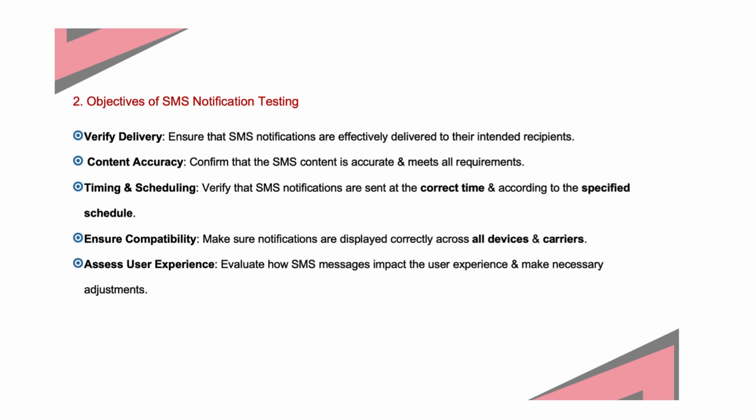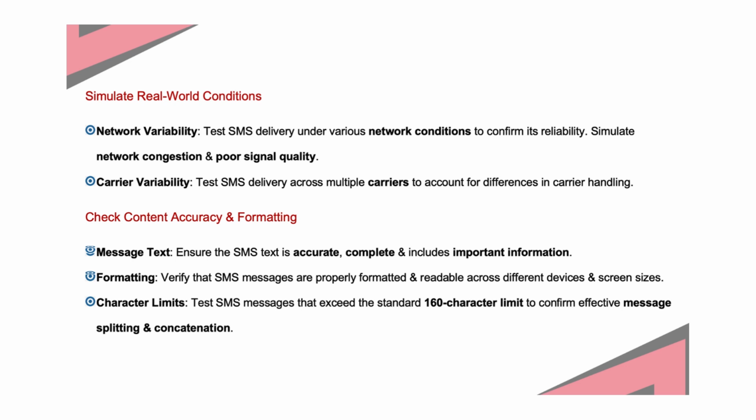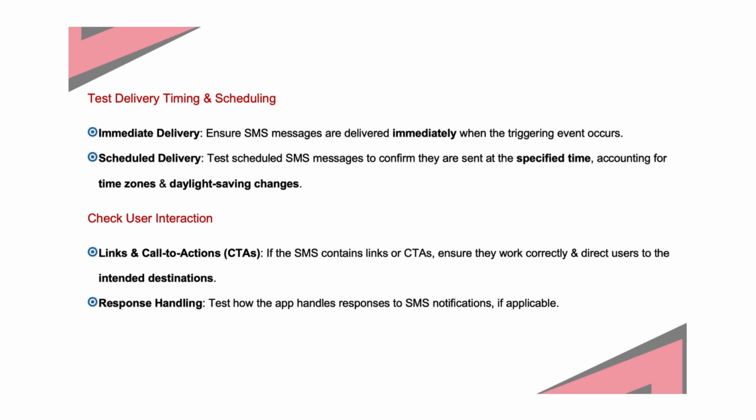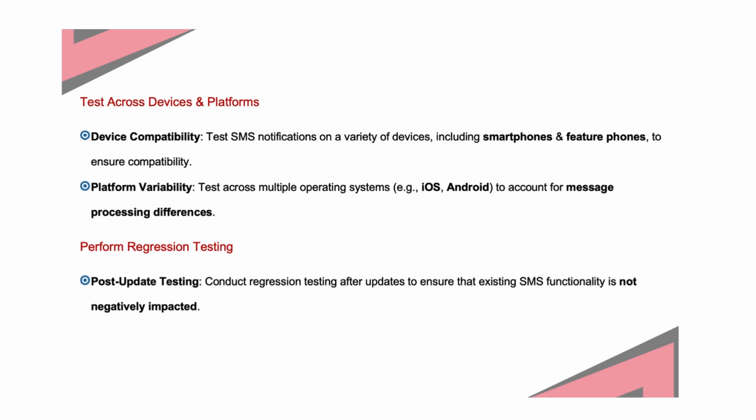Define test scenarios. Set up the testing environment. Simulate real-world conditions. Check content accuracy and formatting. Test delivery timing and scheduling. Check user interaction. Monitor and analyze delivery metrics. Ensure security and privacy. Test across devices and platforms. Perform regression testing. Let's understand common challenges in SMS testing and how to handle them.